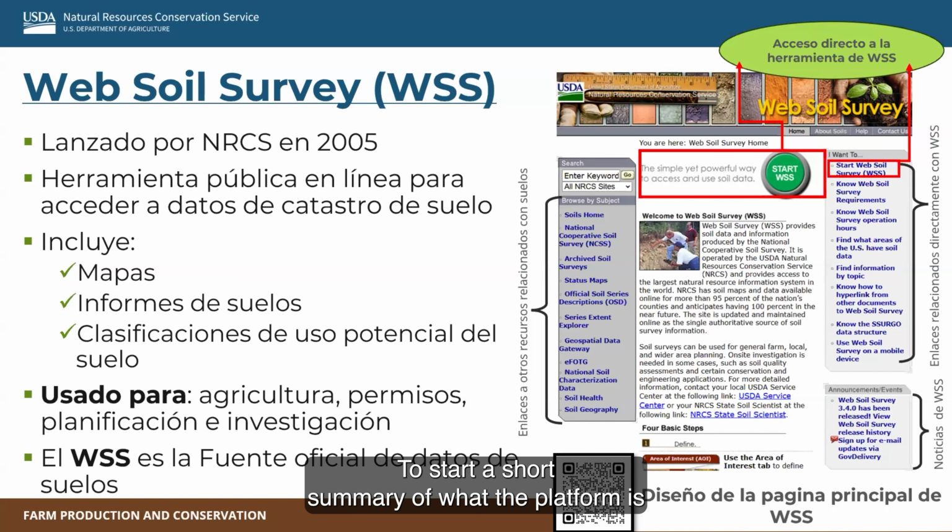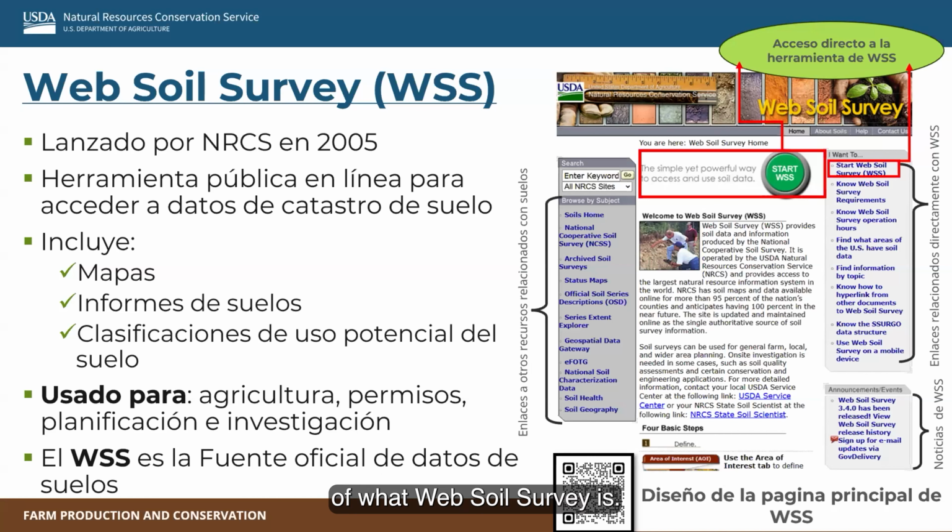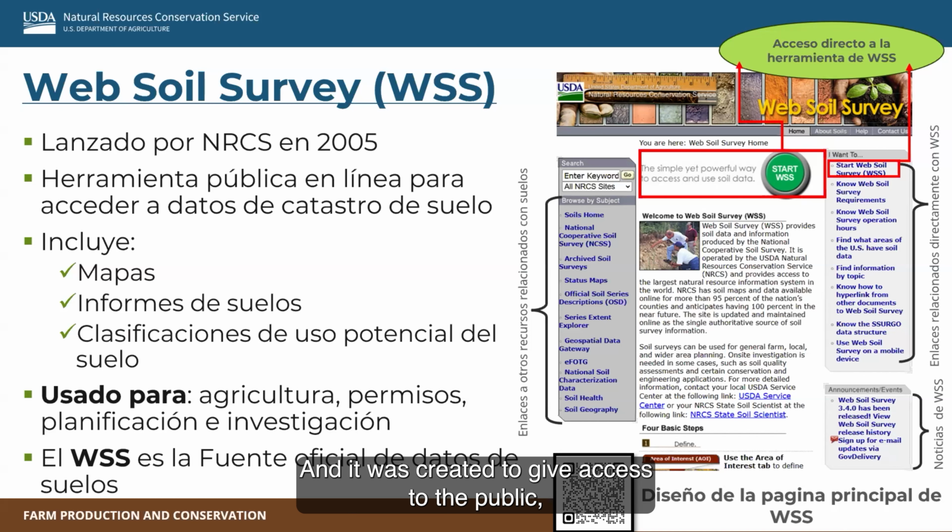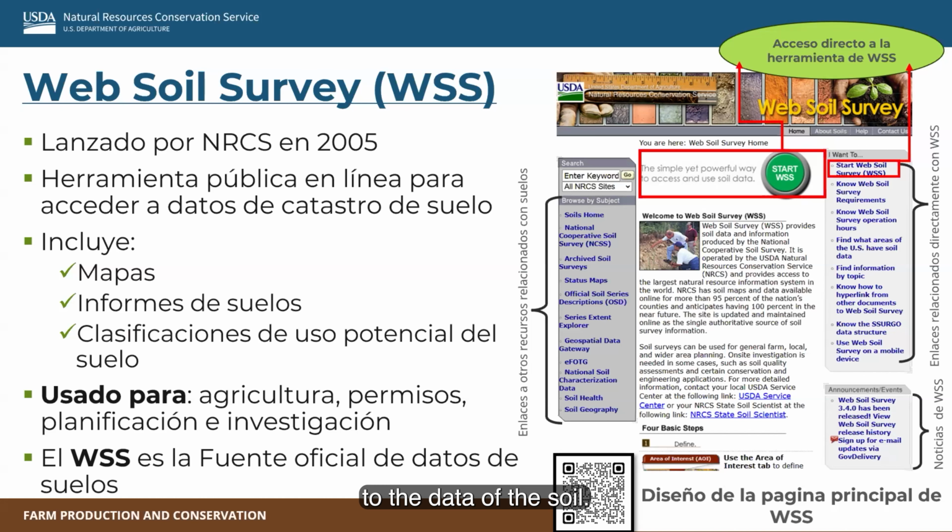To start, a short summary of what the platform is, of what Web Soil Survey is. It's a free tool created by the NRCS. It started being used on August 16, 2005, and it's just 20 years old. It was created to give the public access to the soil data. And this is the official source of the information on soils.